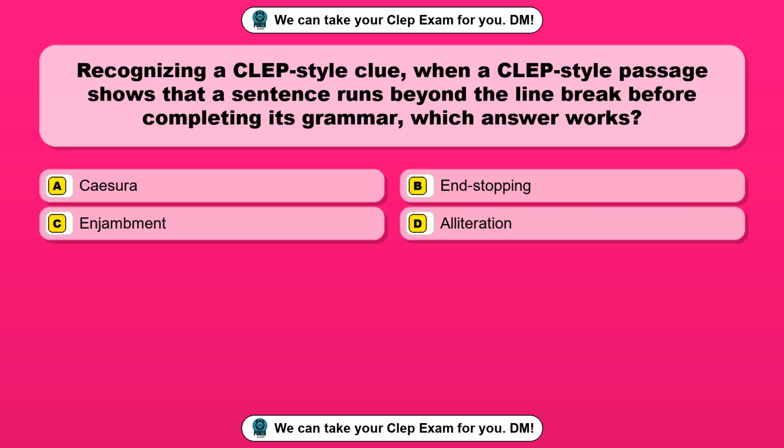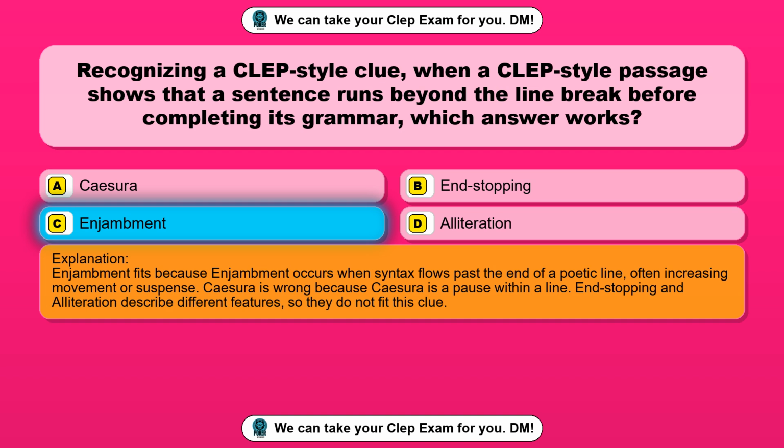Question 35. Recognizing a CLEP style clue. When a CLEP style passage shows that a sentence runs beyond the line break before completing its grammar, which answer works? Option A, caesura. Option B, end stopping. Option C, enjambment. Option D, alliteration. The correct answer is option C, enjambment.